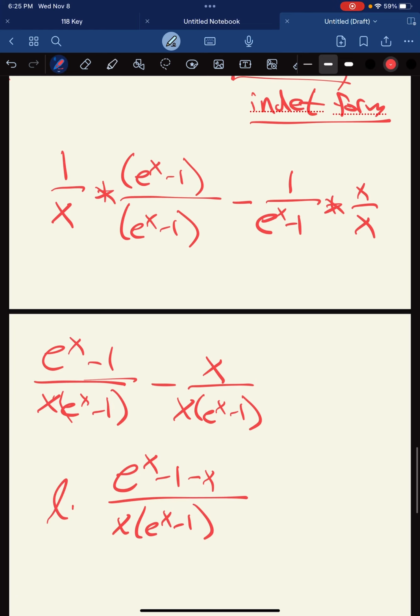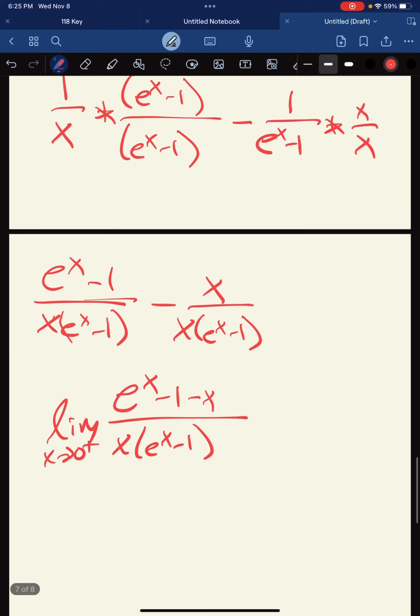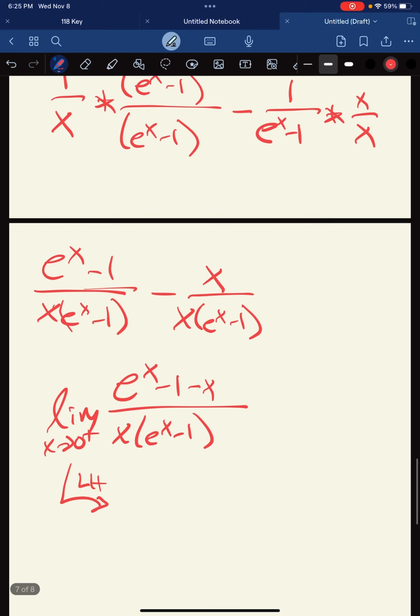And so remember, we're still talking about the limit as x approaches 0 from the right. And we're ready to use L'Hopital's rule on it, because we haven't used L'Hopital's rule yet. We've just put it in a form that we can use L'Hopital's rule on. So let's do it. Let's take the derivative of the numerator. Derivative of e to the x is just e to the x. Derivative of negative 1 is 0. Derivative of negative x is negative 1.